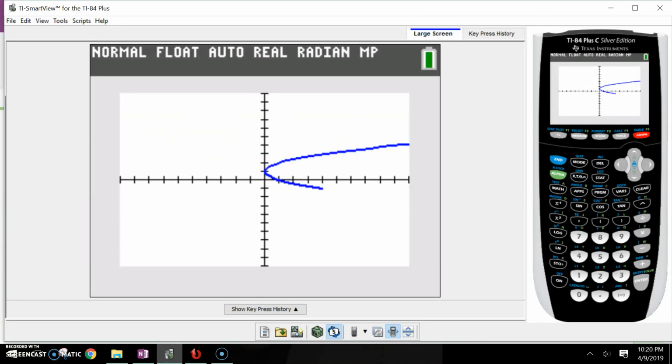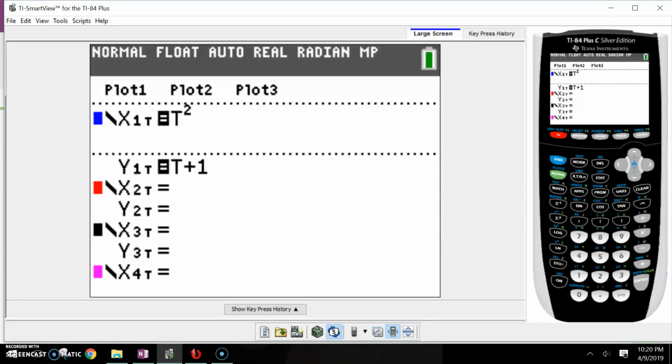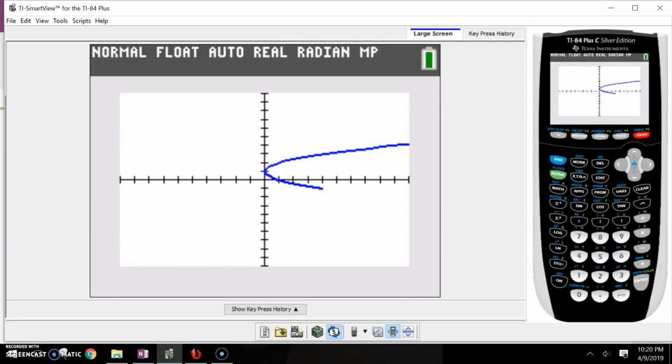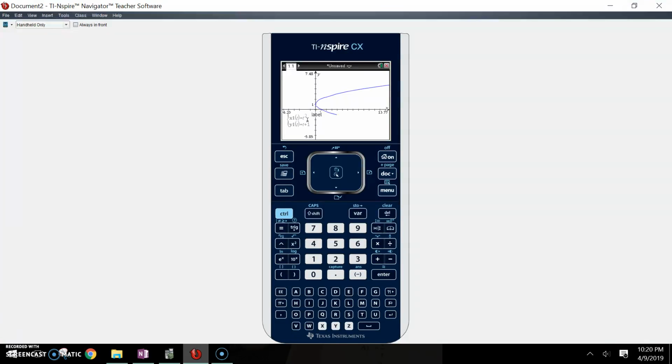So again, putting this in our calculator, and there's my two equations for the 84, and when I look at the graph, I see that it is indeed a parabola opening sideways, and you can see the vertex is at (0, 1), and the lower half of the parabola is missing only by the boundaries that are placed on my t right now, but I could extend that to make it a full parabola. And again, I have a similar situation with the Inspire. There's the two equations right on the screen, and there's the parabola with the same vertex at (0, 1).